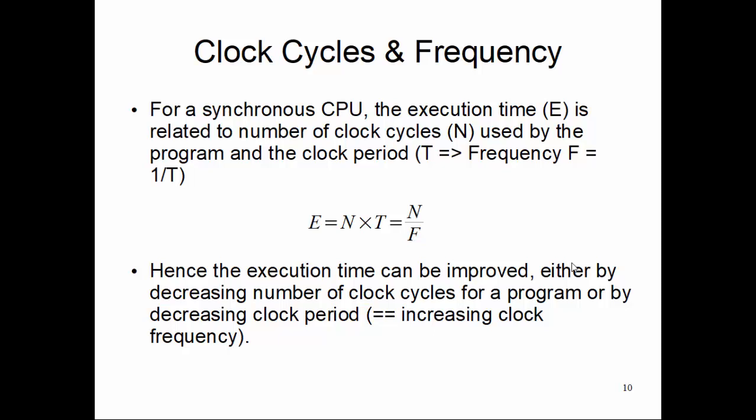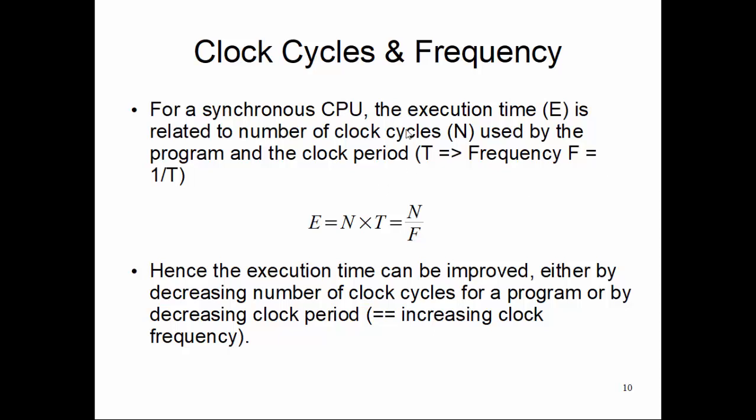Now, for a synchronous CPU, the execution time E is related to the number of cycles, let's call it N, used by the program, and the clock period, which is T. T is related to the frequency by the relation F equal to 1 by T. Okay, so we know all about the clock period. We studied that in lecture 1 and lecture 2, the clock subsystem. So we are talking about that clock period.